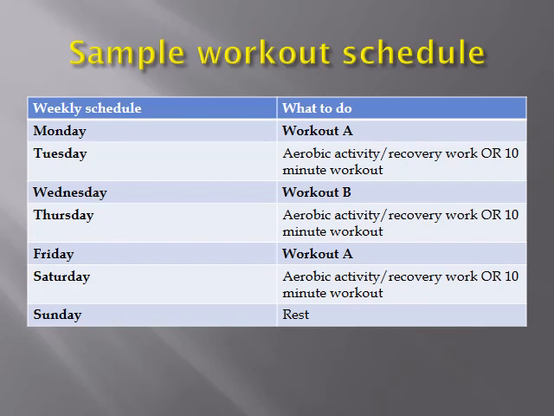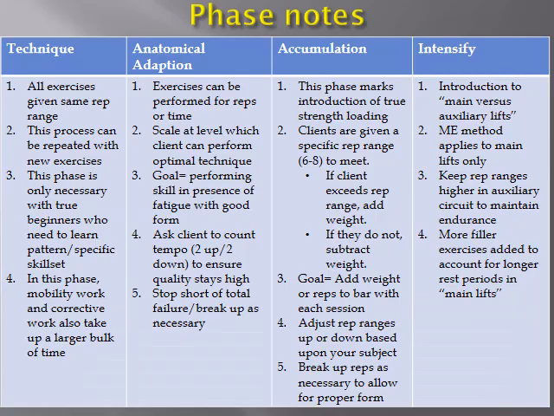But the other thing that we do is that in week 1 we're going to work out ABA, and then in week 2 we would go BAB. That way they're getting the same number of workouts throughout the month. So we just alternate ABA, BAB per week.